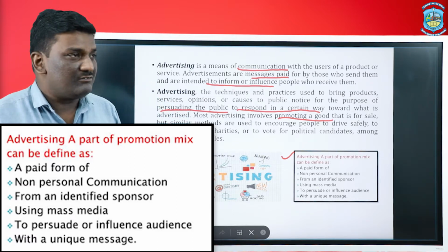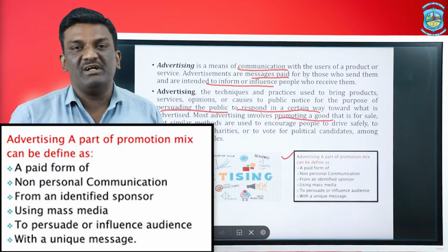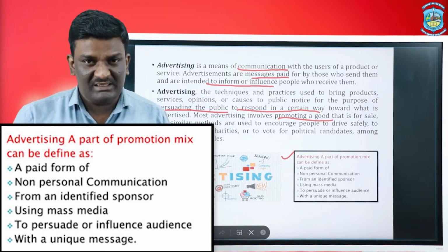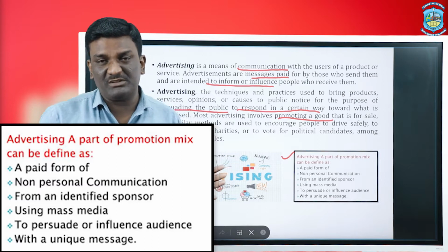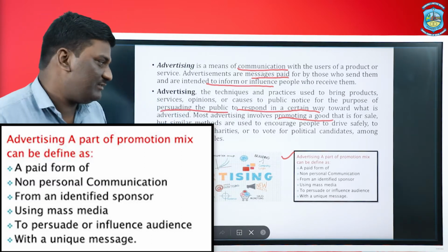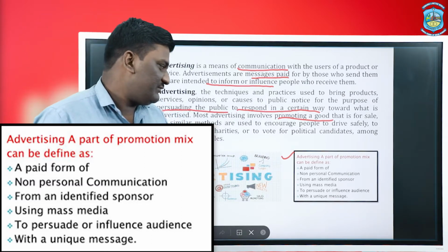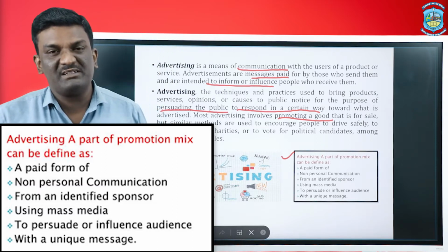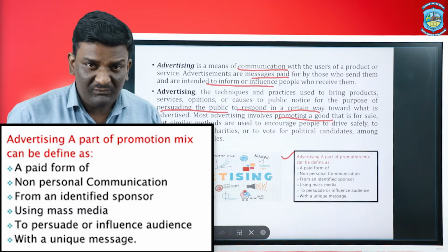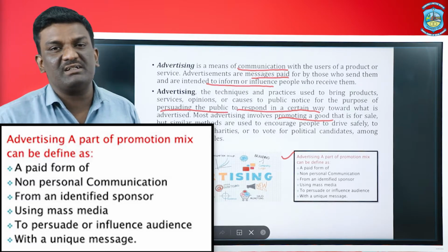It's non-personal. What does it mean? It means that we are not going to provide it for personal selling. It is for mass communication. It's a process of mass communication for a group of people that we do. From an identified sponsor: there must be an identified sponsor who is going to take the responsibility for that particular advertisement and how it is being done.